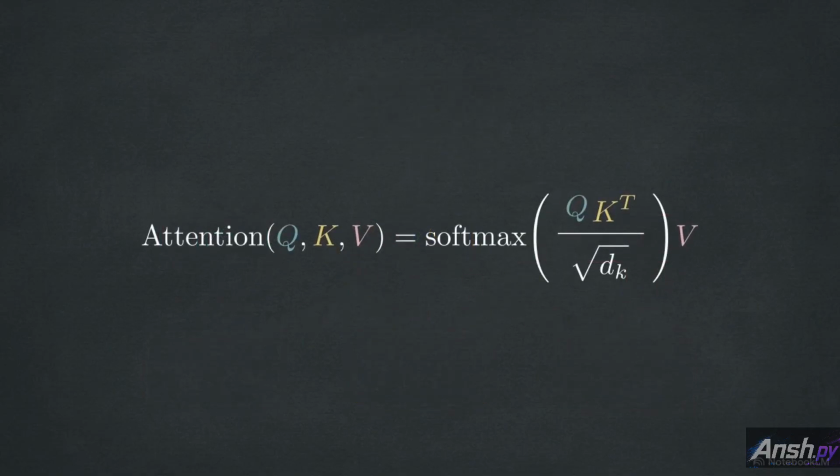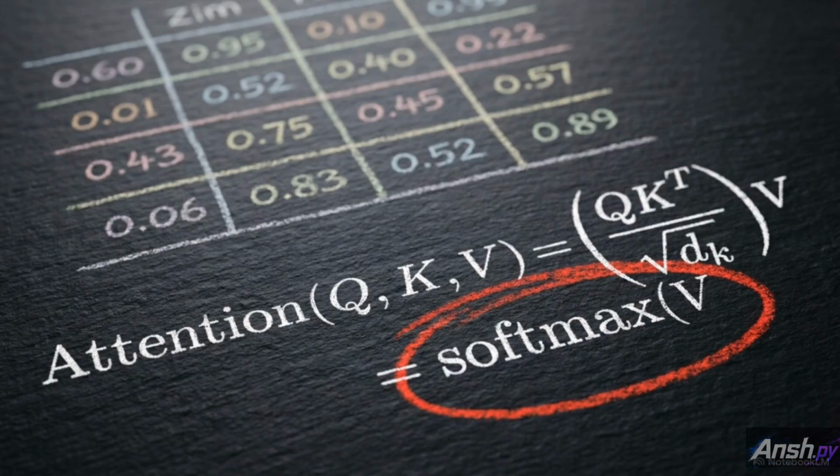This formula right here shows how they interact. We first multiply the queries by the transposed keys. This step generates a raw mathematical similarity score between every single word and every other word in the sequence. Notice the denominator and the softmax function directly beneath it. Here we hit a mechanical friction point.